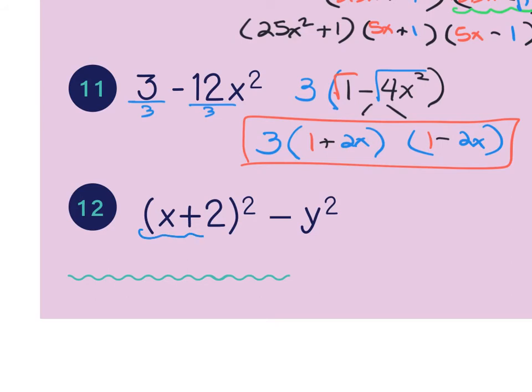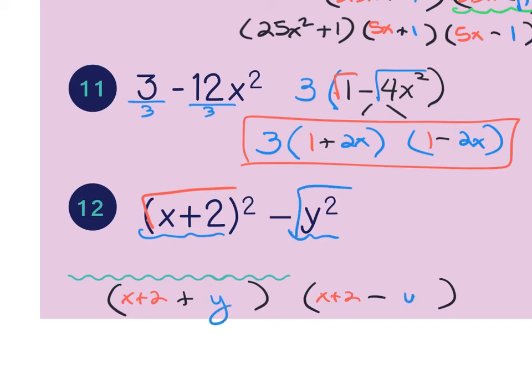Notice I have two perfect squares. Okay, I know it looks a little strange when you have a binomial that's squared, but these are perfect squares. So again, if you do the same thing, two binomials, one's a plus sign, one's a minus, square root this, becomes x plus 2, x plus 2, square root this, and it becomes y. And you're done. Let's try another one like that.